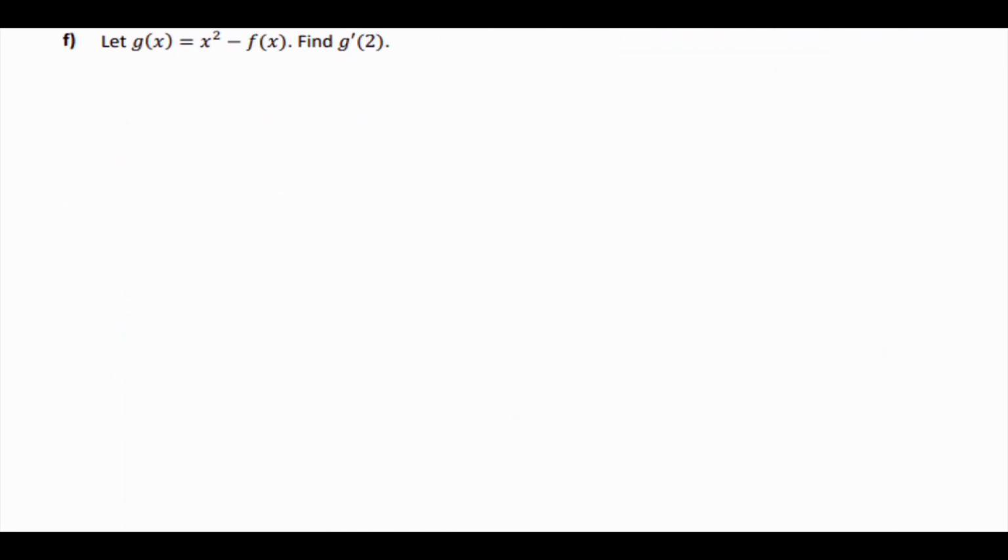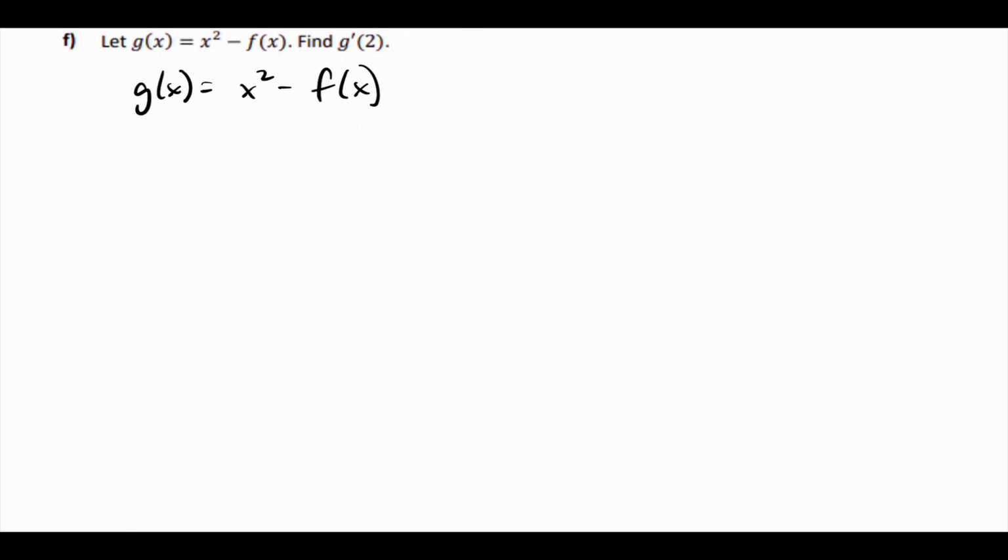So then they introduce a new function. They say g of x. G of x is kind of a composition of f. It's x squared minus f of x. Okay, that's the equation. Let me rewrite it. G of x equals x squared minus f of x. I already know f of x, right? It's the graph. Then what they want me to do is find g prime of 2.